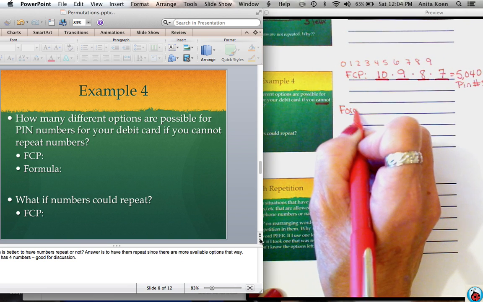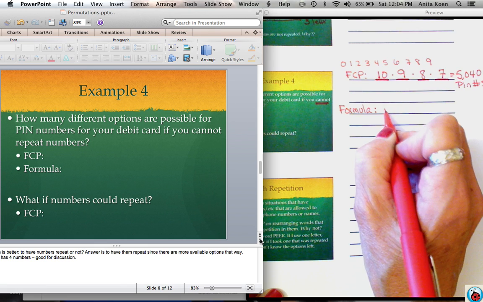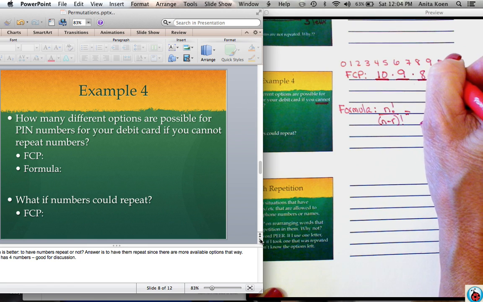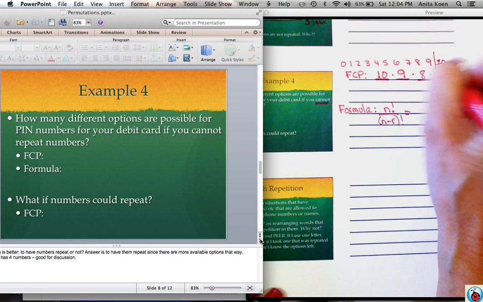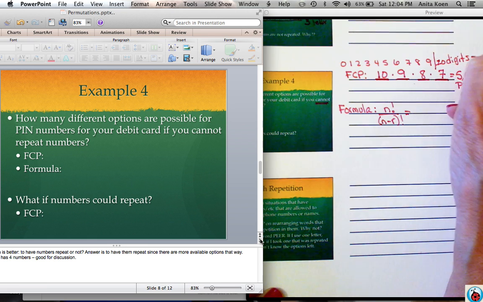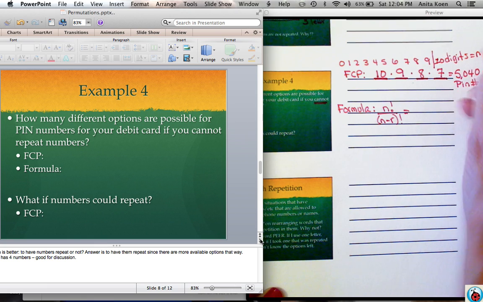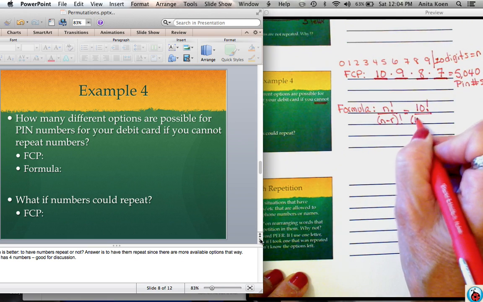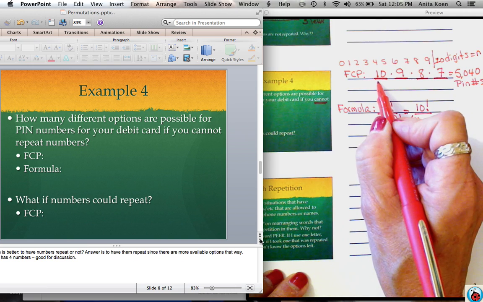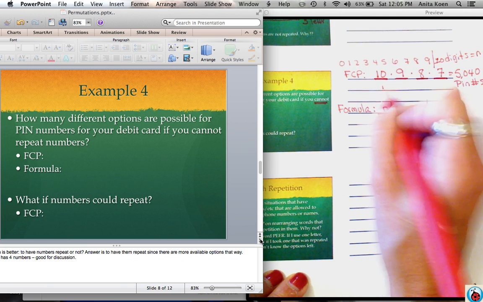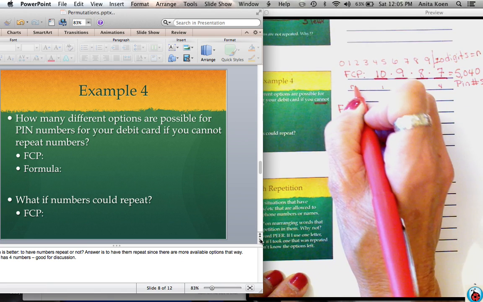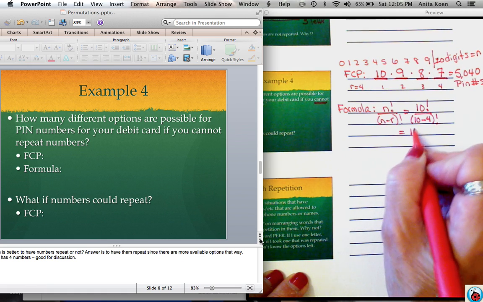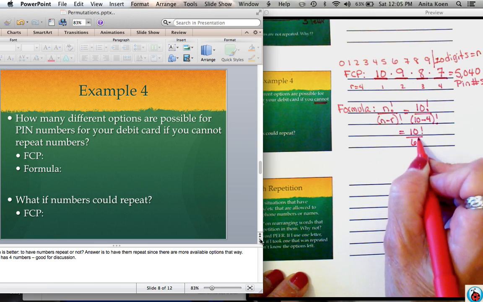Now let's do this with the formula. The formula says that I have to do n factorial over n minus r factorial. Well, n is the number of digits that I have. I have 10 digits, so that is my n. So I'm going to do 10 factorial divided by 10, because that's n, minus r, which is the number of places in my PIN number: 1, 2, 3, 4. So r is equal to 4. This gives me 10 factorial divided by 10 minus 4, which is 6 factorial.